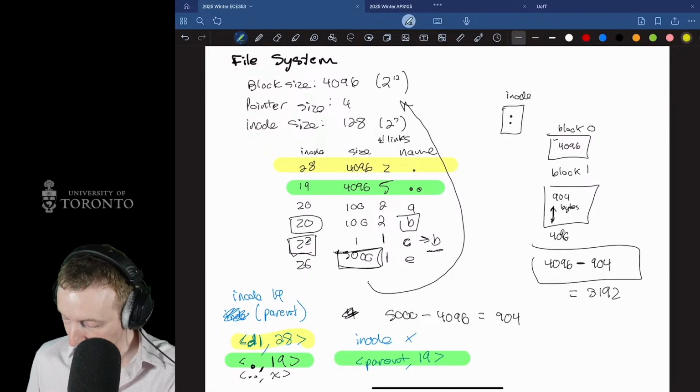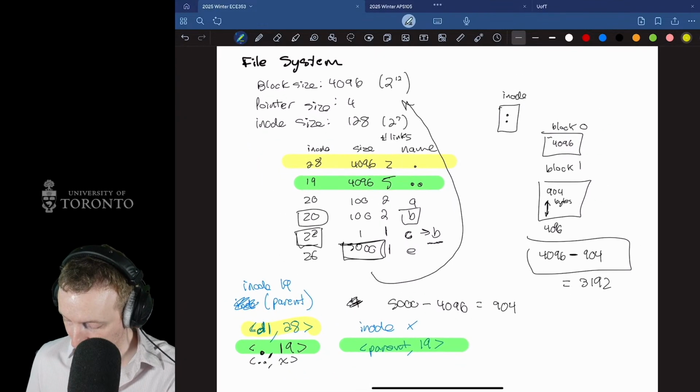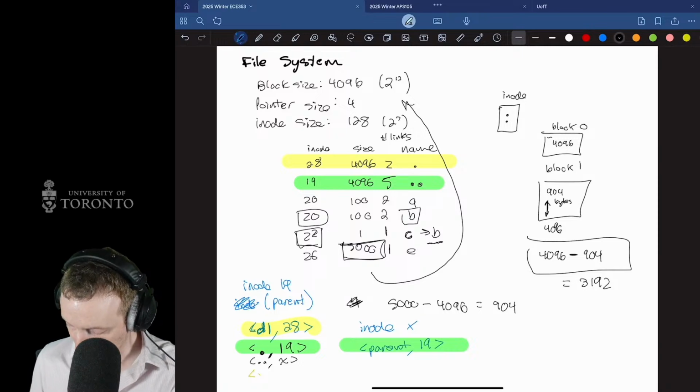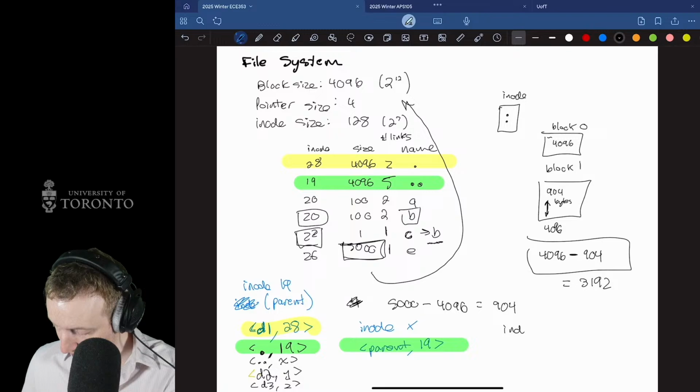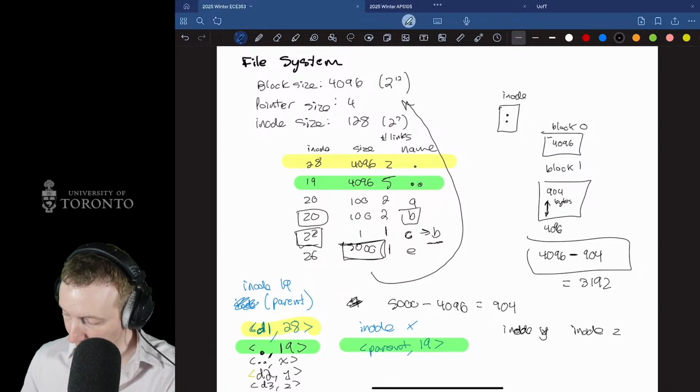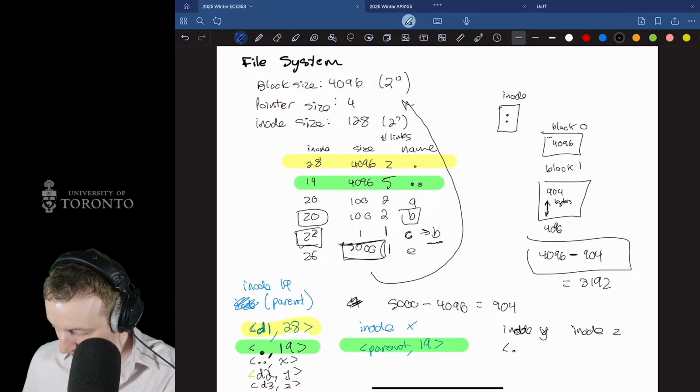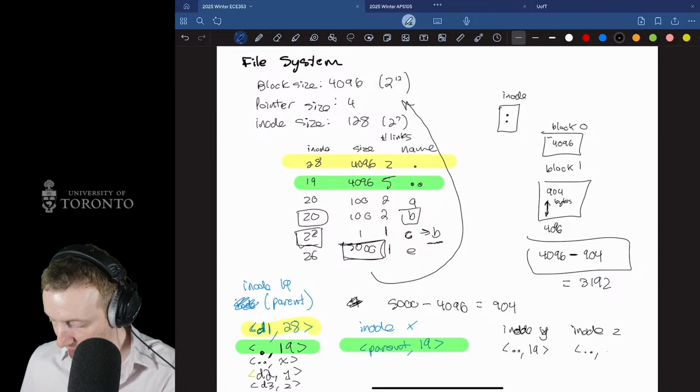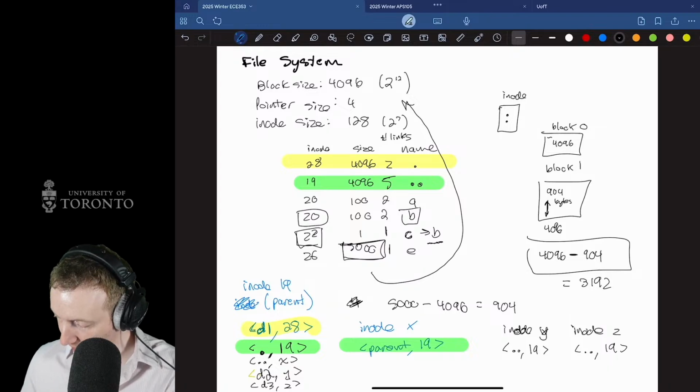So if I know the number is 5, well, I know that there are some other entries here, because every single other entry here, so let's just call them D1, or sorry, D2, which would be, I don't know, inode Y, and D3, which would be inode Z. Well, on those, inode Y and inode Z, there would also be an entry of dot dot to inode 19, just like there is in my current directory that I just randomly called D1. So it would look like that.